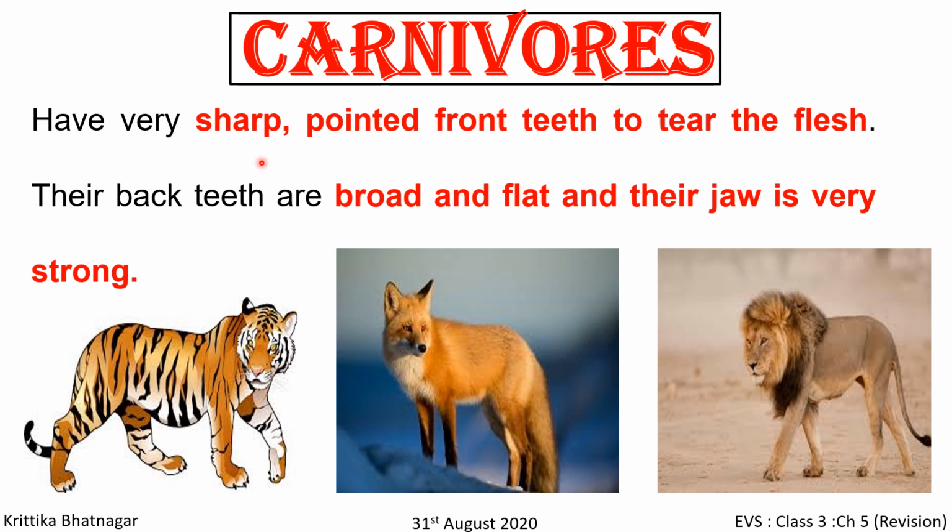Carnivores. Carnivores have sharp, pointed front teeth to tear the flesh of other animals. Their back teeth are broad and flat and their jaw is very strong. Some of the examples are tiger, fox, lion.